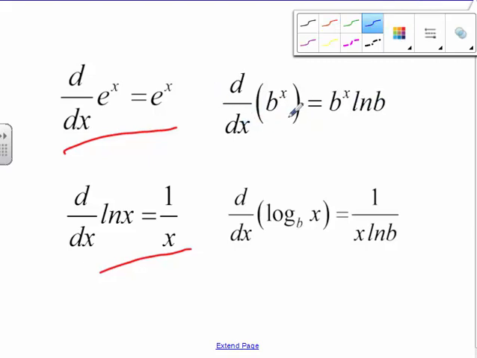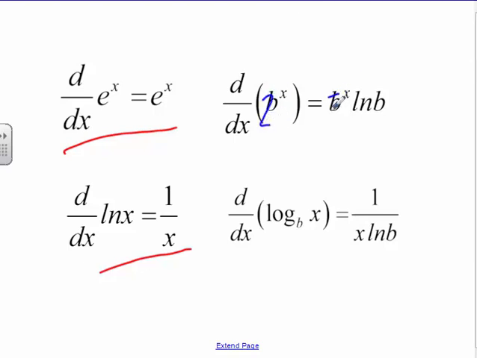What if it's not e? Well, if it's not e and there's like a 2 right here, it's 2 to the x ln 2. If this is a 5 right here, it's 1 over x, but then you have a ln 5. These things are very similar to each other, except in both cases, there's a natural logarithm of the base that's required. If the base was e, it wouldn't have mattered because ln of e is just 1. But ln of 7 will slightly change it.